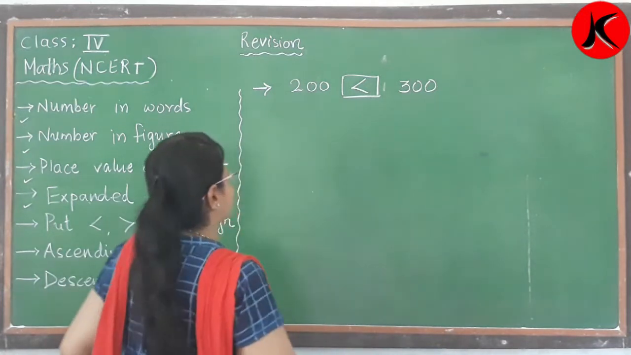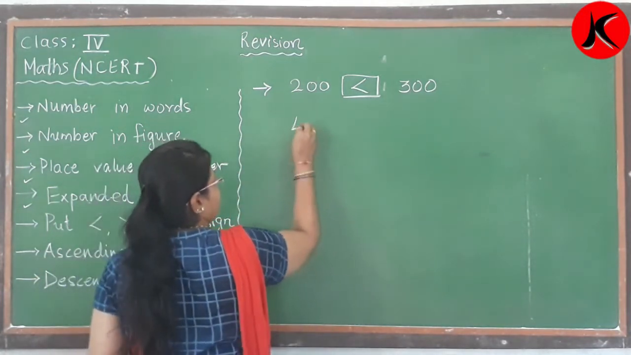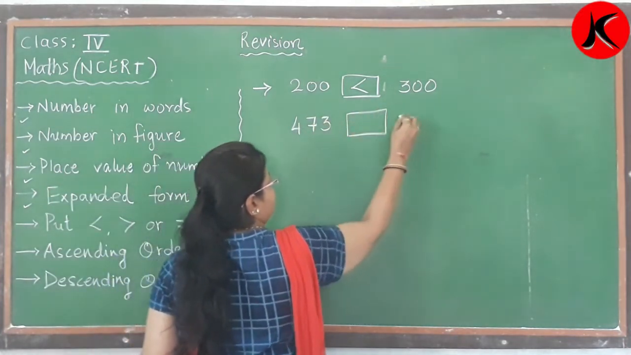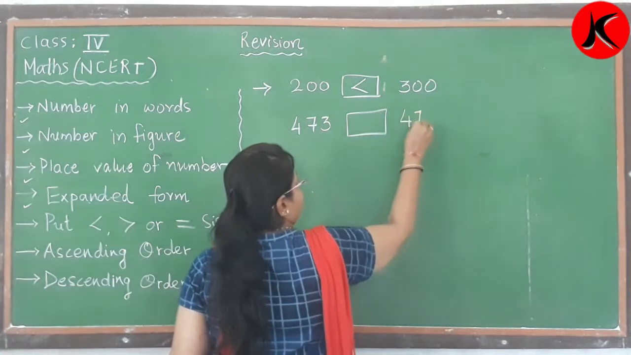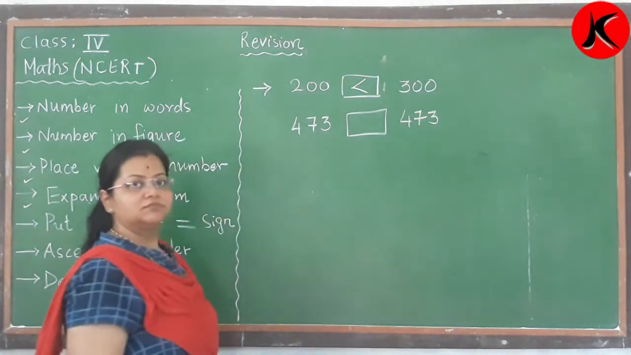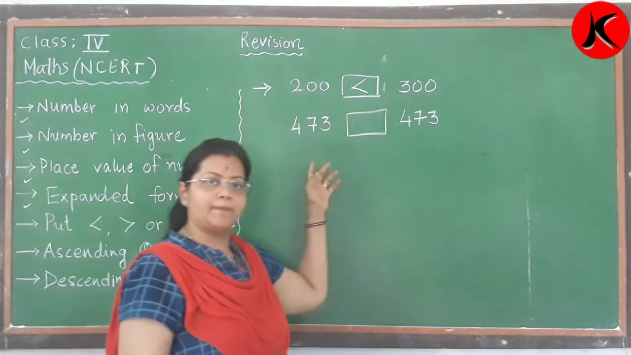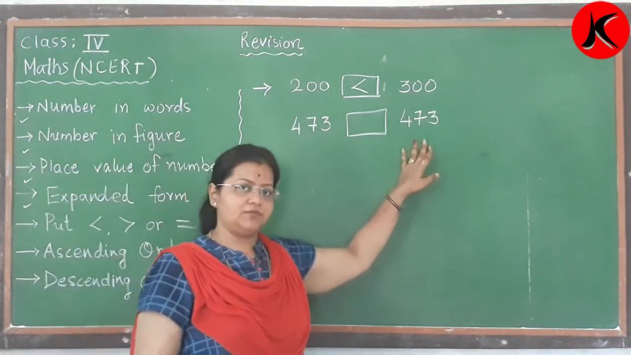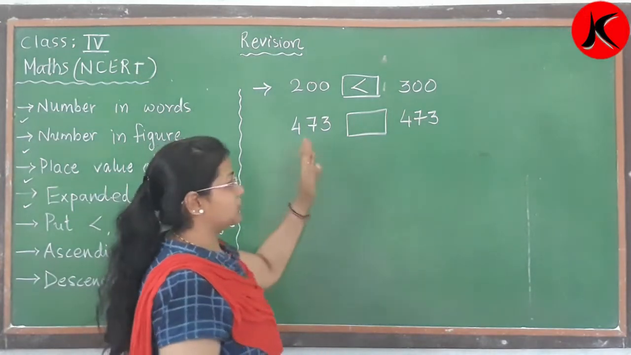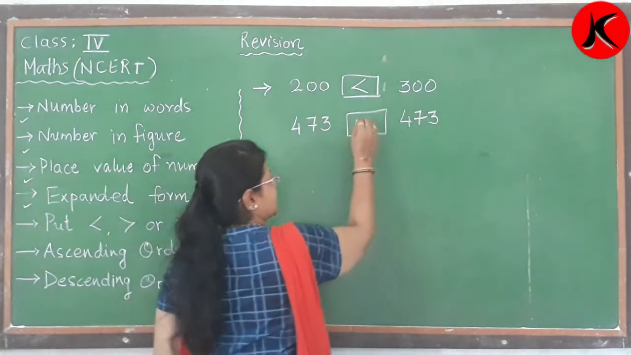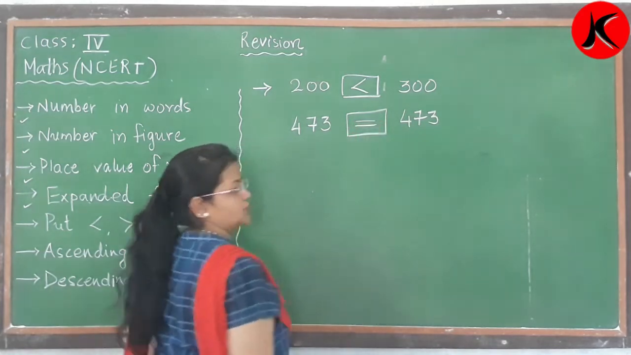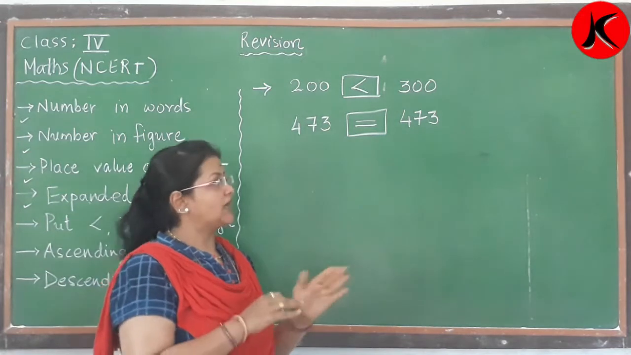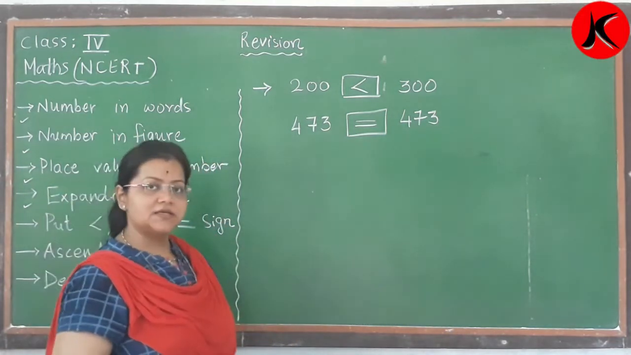Okay, next example. If I write here 473 and here also 473, both numbers are equal. 473, here again 473. So both numbers are equal, so we put the equal to sign. This one is the sign of equal. That means both numbers are exactly the same.